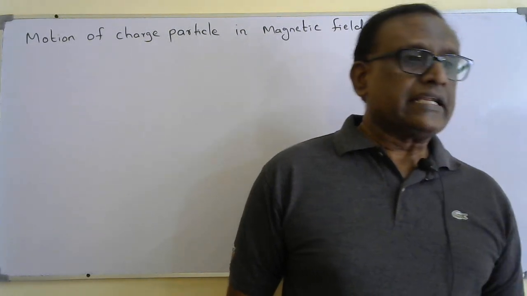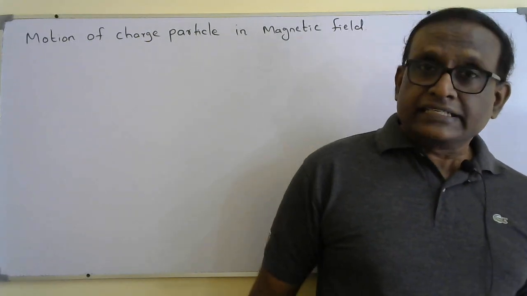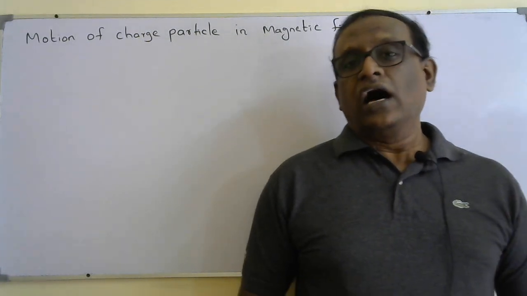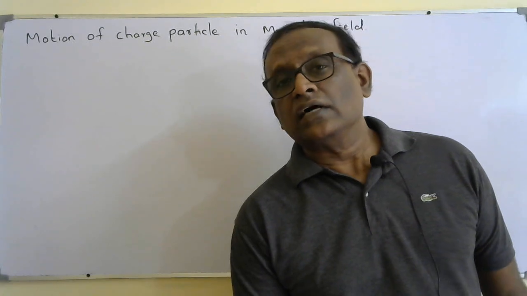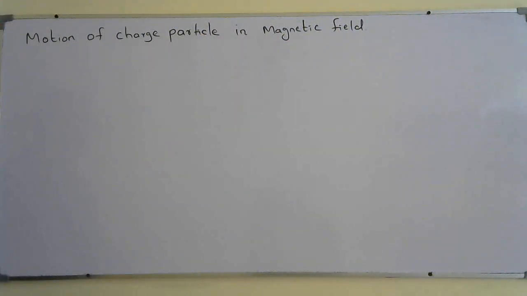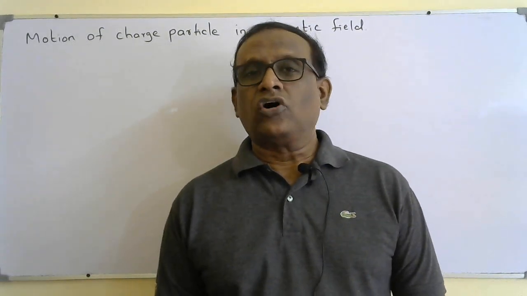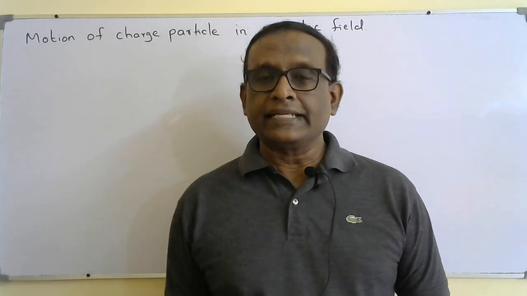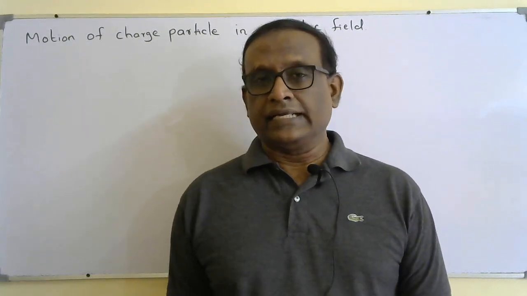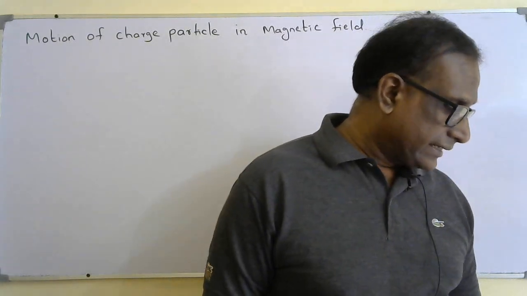So when a charged particle enters a magnetic field at right angle to the field lines, what will happen to the charged particle? How will it move when it enters a magnetic field at right angle to the direction of field lines? We can derive an equation for the force acting on a moving charged particle by using the force acting on a current carrying wire kept in a magnetic field.